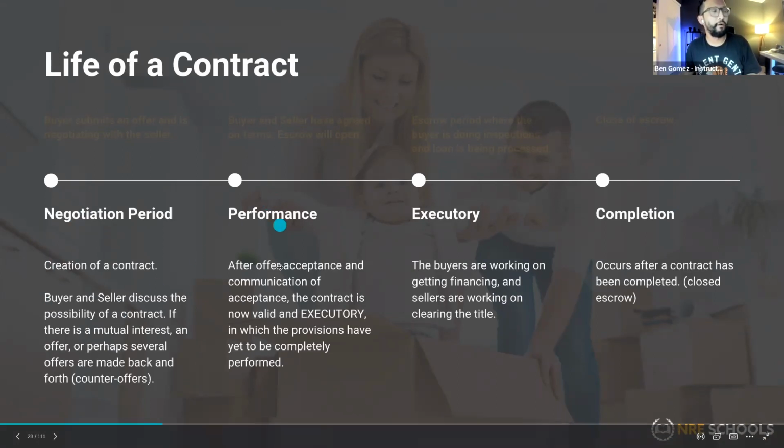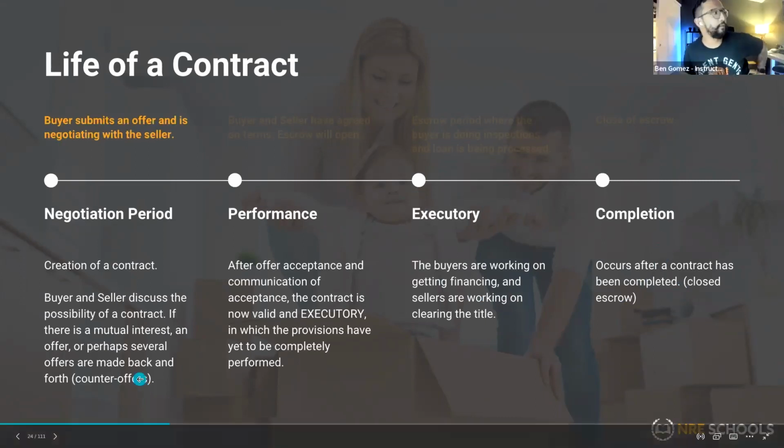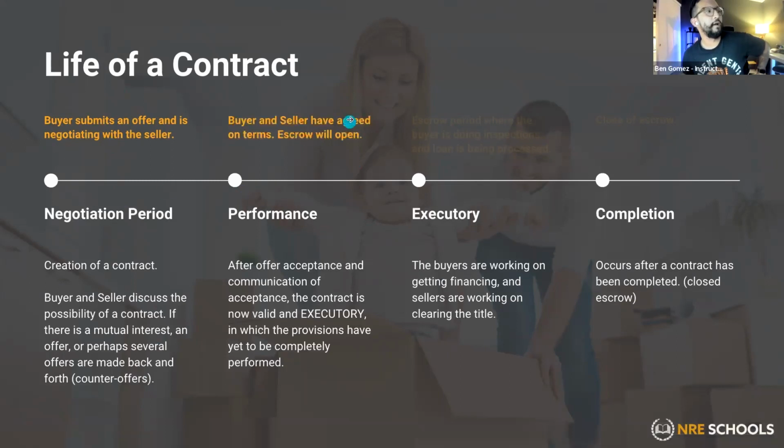Negotiate, we agree to perform, we're doing our work, and we're going to close. We can look at it in simpler terms. Buyer submits an offer and is negotiating with the seller. The buyer and the seller have now agreed. That's the performance stage. We have the executory stage.